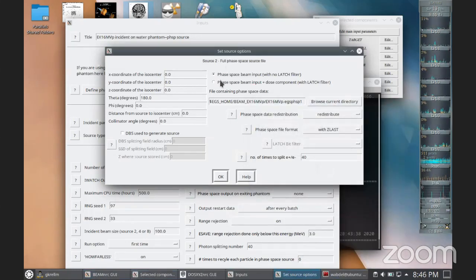Now, with latch filter or no latch filter, if for example you have actually scored phase space files with latches, then it's monoidetic. I don't know what it's talking about.